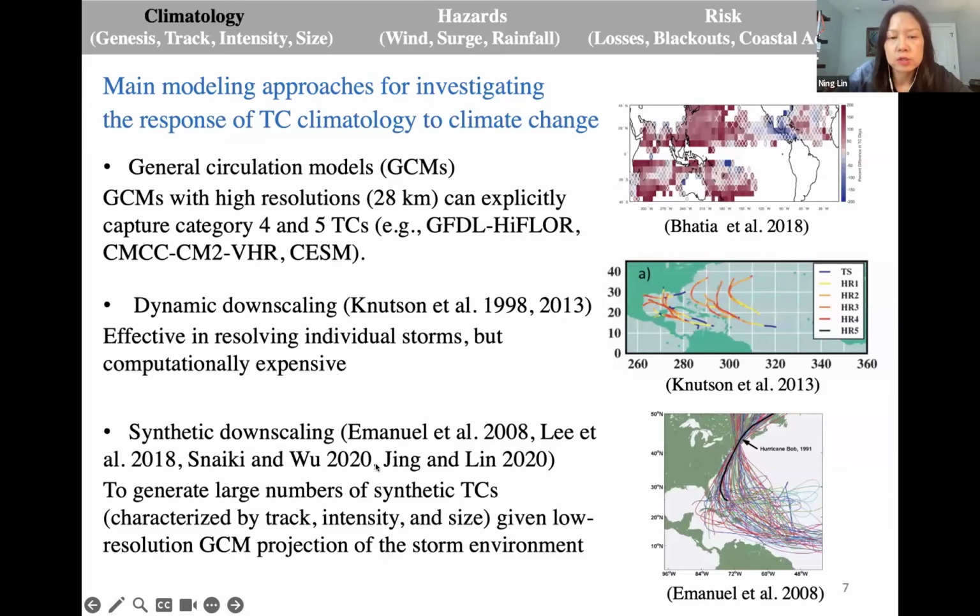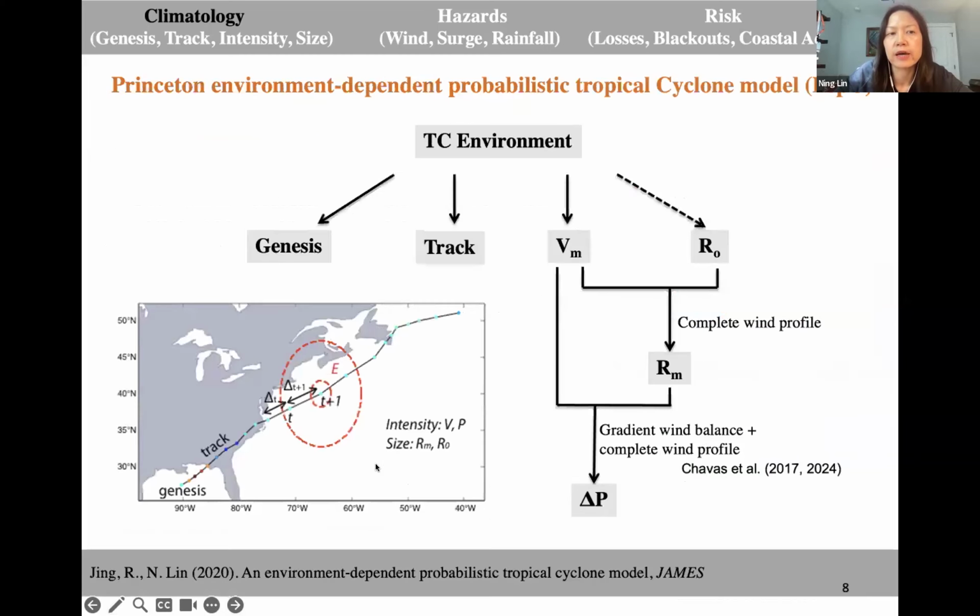Basically, the goal is to simulate synthetic storms under the larger scale climate condition. The model we have is called the Princeton Environment Dependent Probabilistic Tropical Cyclone Model, or PEPC for short. The idea is we identify the climate environment that's relevant to tropical cyclones, and then establish a statistical relationship between this environment, which is characterized by a few parameters, and the storm characteristics, including genesis, track, maximum wind intensity, and hopefully the outer radius of the storm. But the physics behind that is still not well understood.